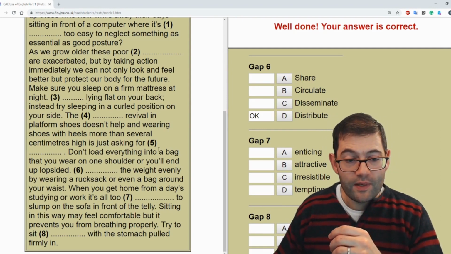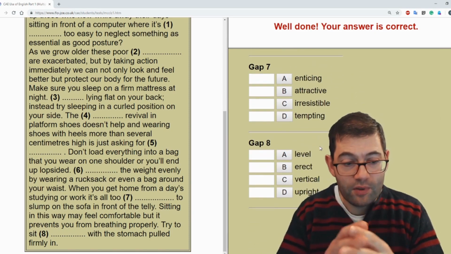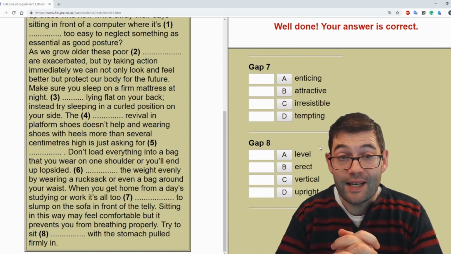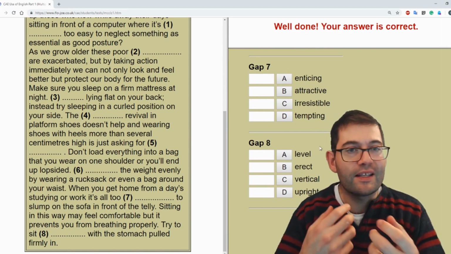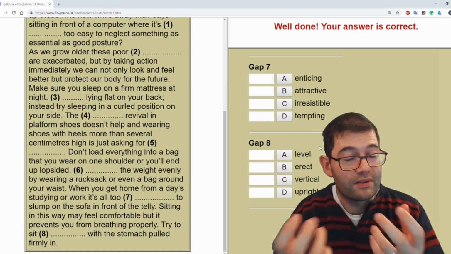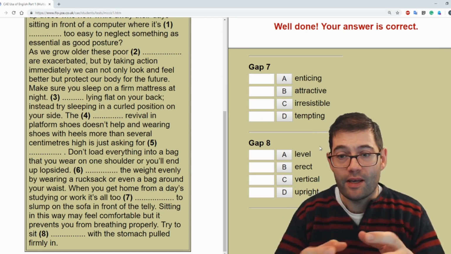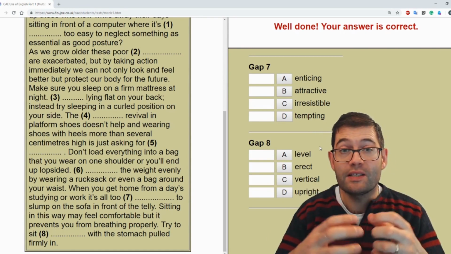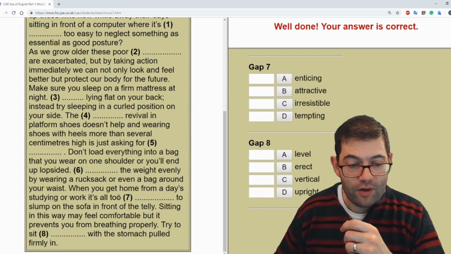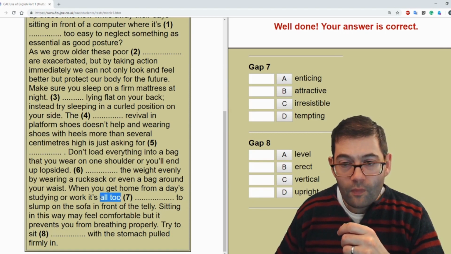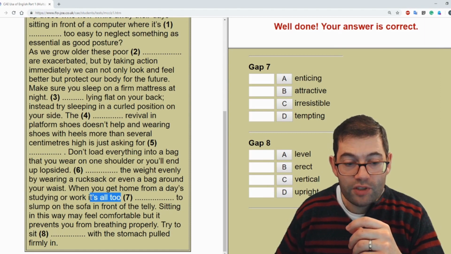When you get home from a day's studying or work, it's all to what? To slump on the sofa in front of the telly. The context of this says that it is easy. This is something that you want to do. But of course the context suggests that you shouldn't do it. So we need to find vocabulary, an adjective, which means the same as something that you want to do, given the language structure before the gap, which is it's all too.